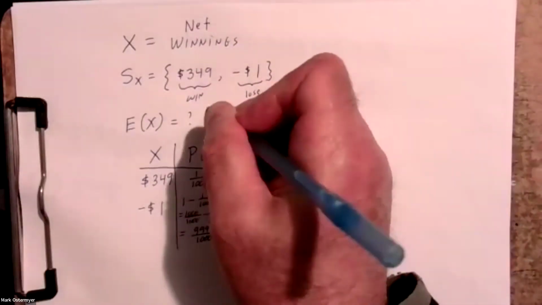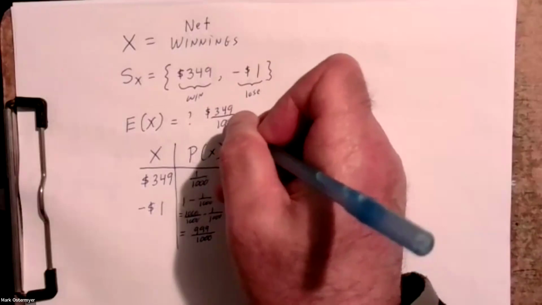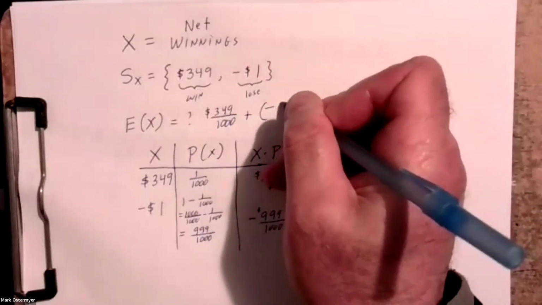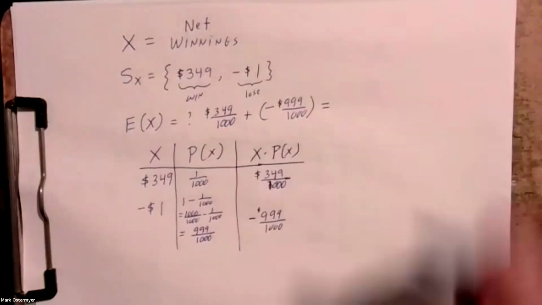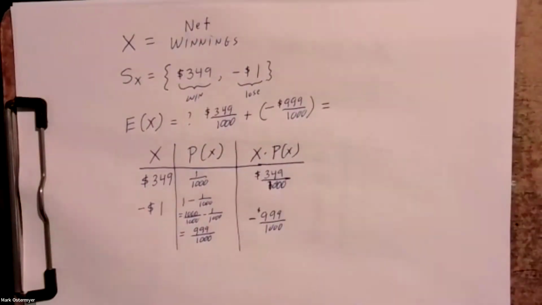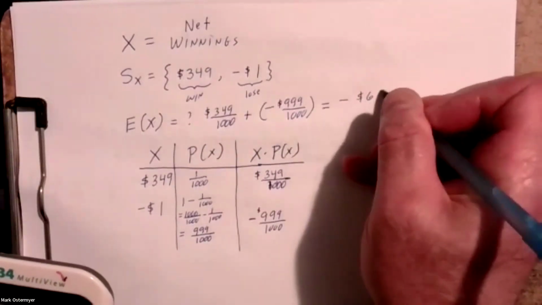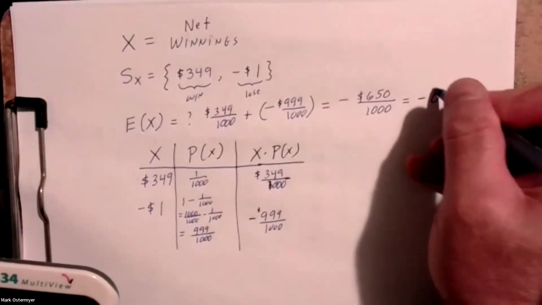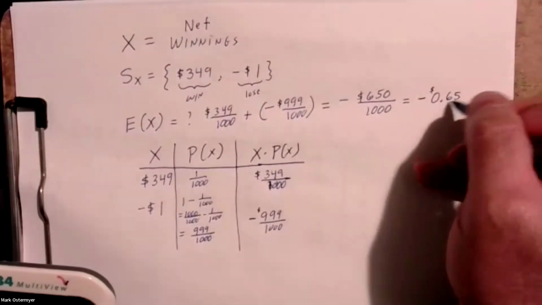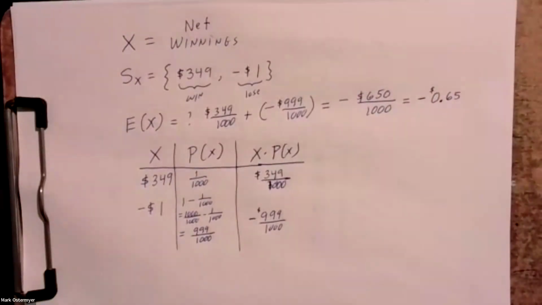So it's going to be found by taking $349/1,000 and adding -$999/1,000. And what does that give you? Well, -999 plus 349, that gives you -$650/1,000. When you do the division, you get -$0.65. And so, ladies and gentlemen, your expected winnings would be that you are going to lose 65 cents when you play this game.